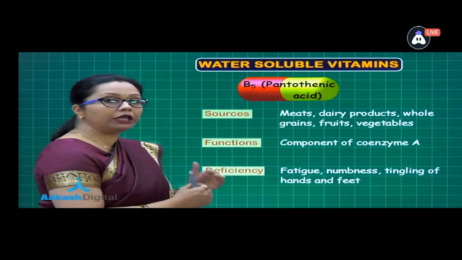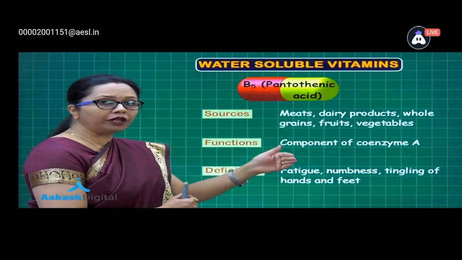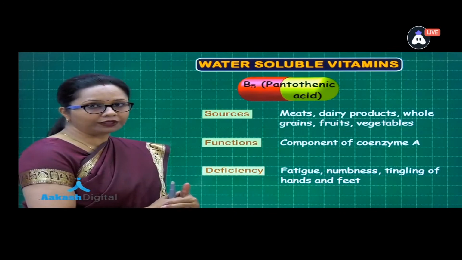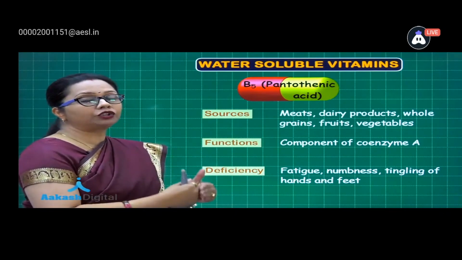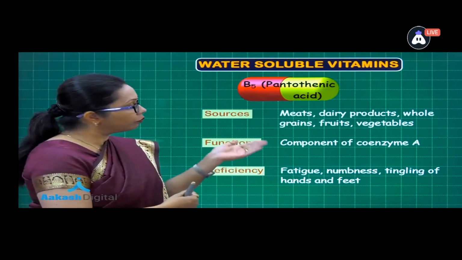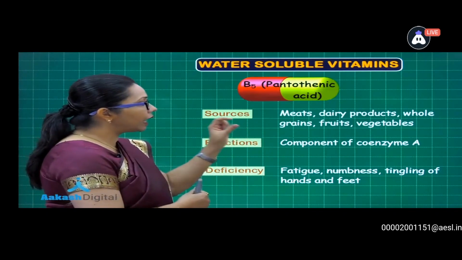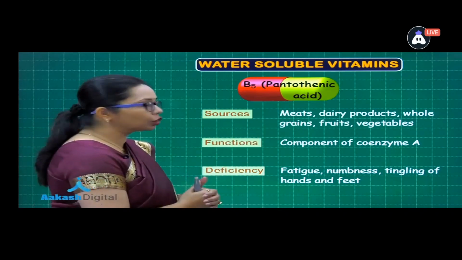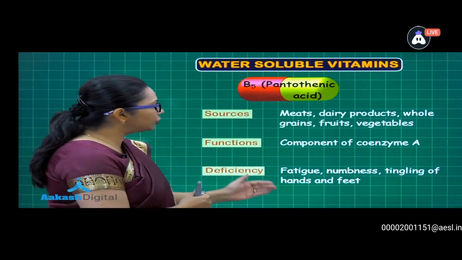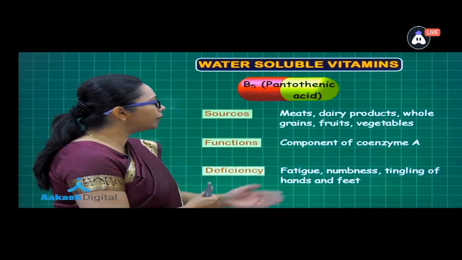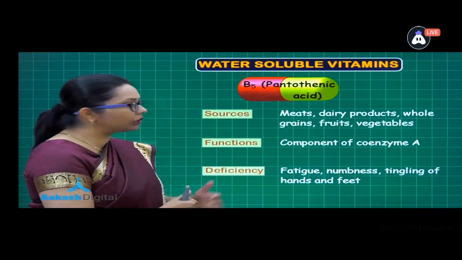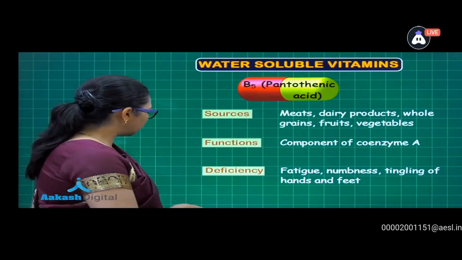When you study the link reaction, where pyruvic acid is converted to acetyl coenzyme A, and then it moves on to the steps of the Krebs cycle, there in that link reaction we will come across coenzyme A. And deficiency leads to fatigue, numbness, tingling of hands and feet, these kinds of disorders.